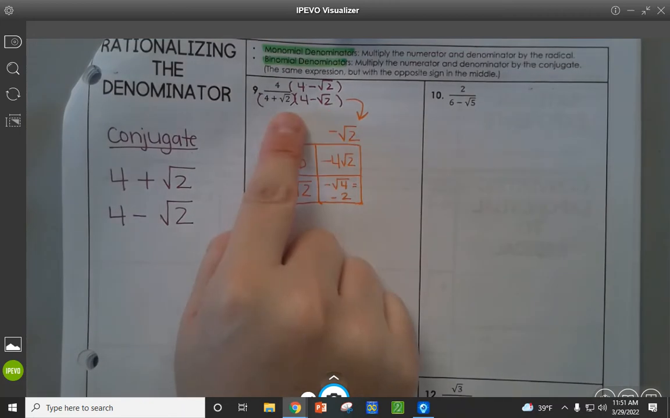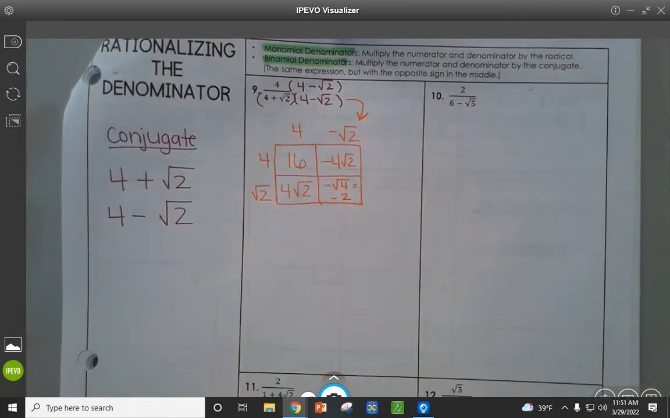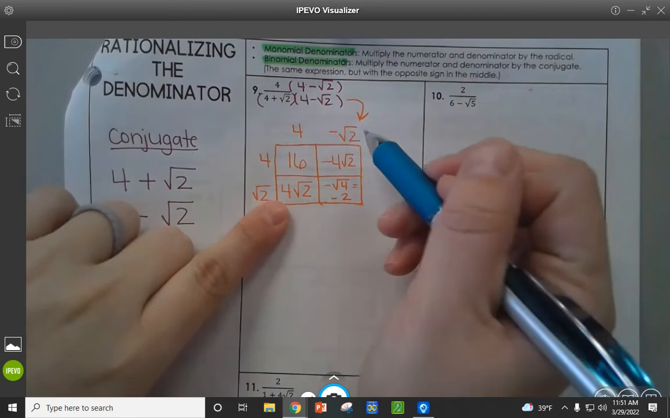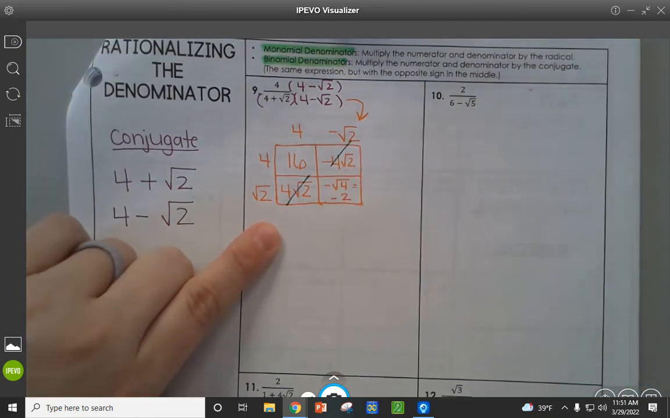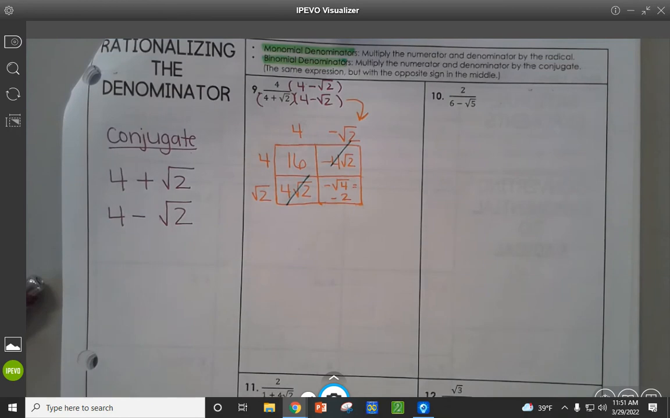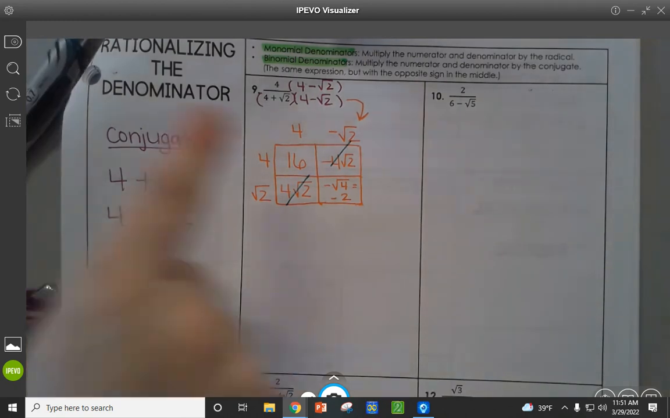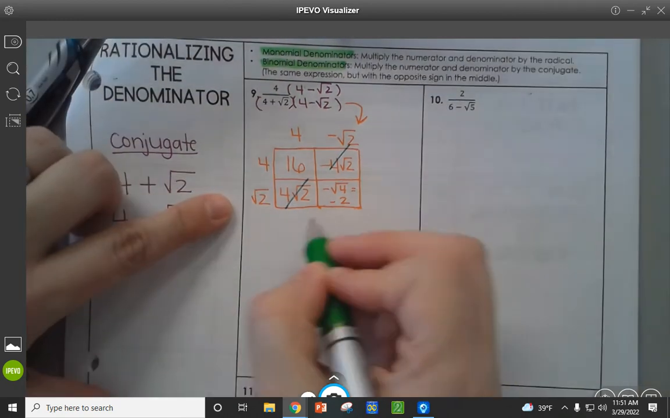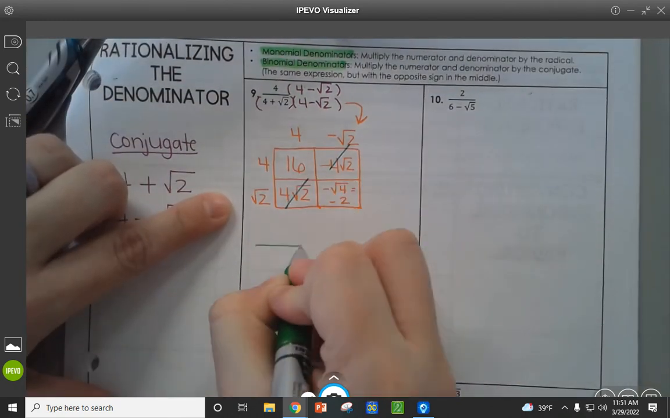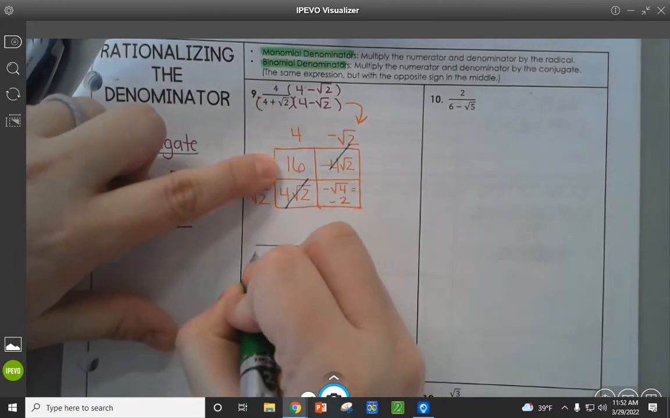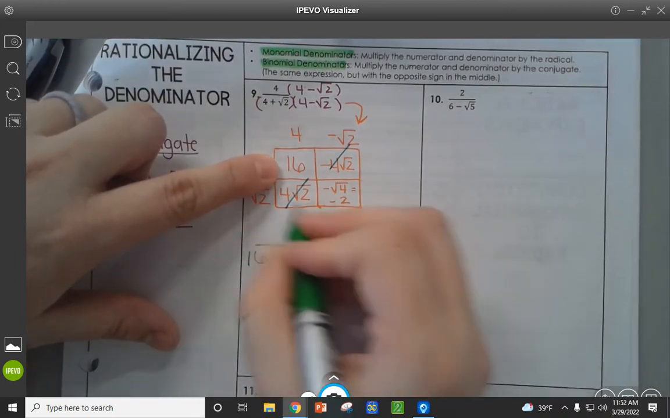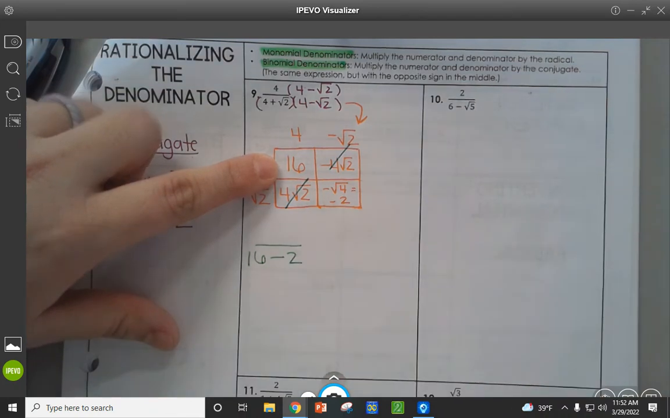Every time you do this, when you multiply by the conjugate, you're always going to get these two to cancel out. So notice you had a negative 4 square root of 2 and a positive 4 square root of 2. Those made 0. And so if I go back to my fraction, this denominator was, when I multiply those, I get 16. Then I had that minus 2 on the bottom.